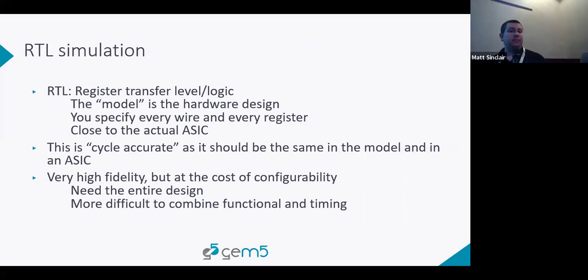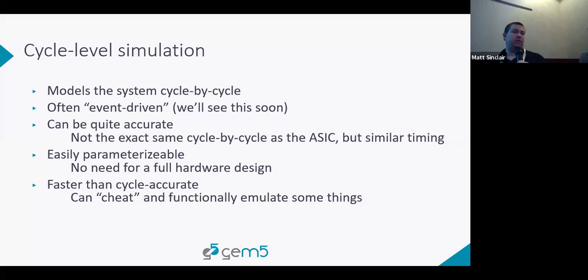There's also RTL simulation, where you implement something in Verilog or VHDL. And here the model is your hardware design, and you've specified every single wire, every single register, every single ALU. It's pretty close to the actual ASIC. And this is going to be cycle accurate because it's exactly whatever hardware you intended it to model. But of course, the downside here is that it's not as configurable. You need the entire design to be implemented in HDL or Verilog. It's more difficult to combine functional and timing, but it's super accurate relative to that real hardware.